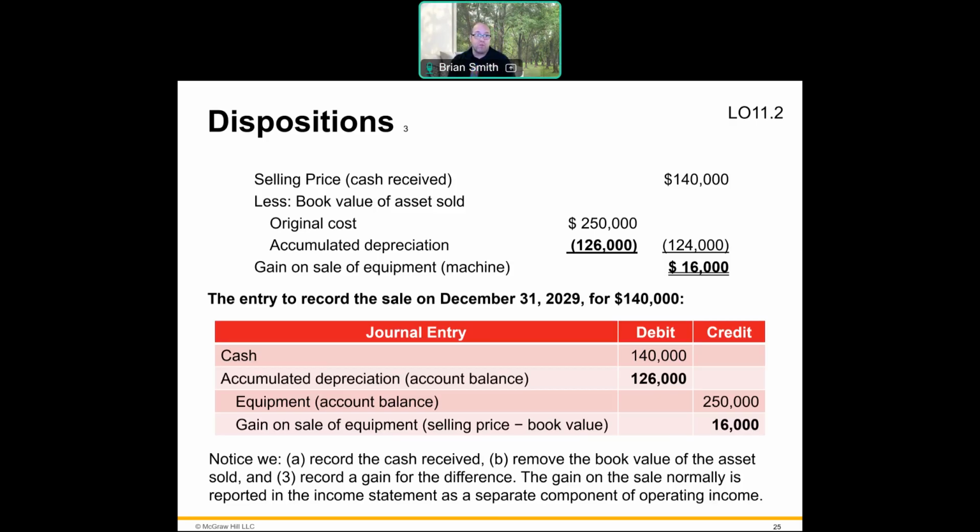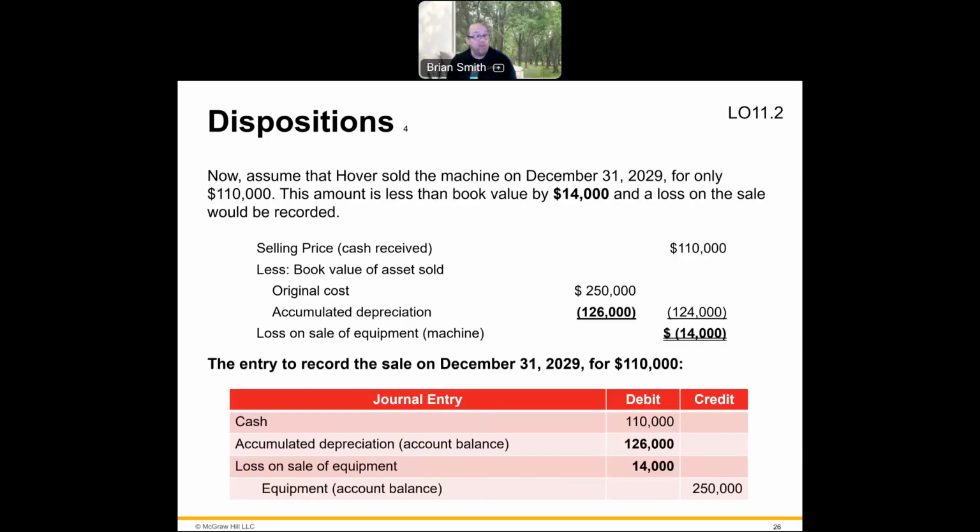Let's assume now it's $110,000 instead. Now we're going to have a loss. $110,000 minus the original cost minus accumulated depreciation. Now we have a $14,000 loss. You get the journal entry right here. It's just what I just described for how it would be if it were a loss. In fact, I'm just going to go back a slide really quick. Okay, it was a $16,000 gain, and now a $14,000 loss.